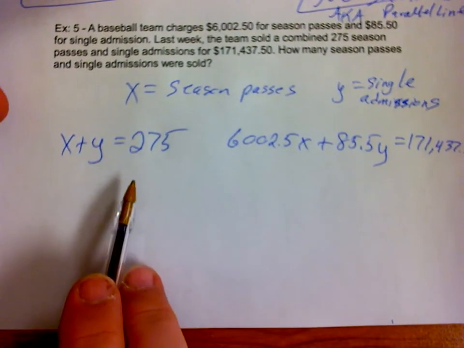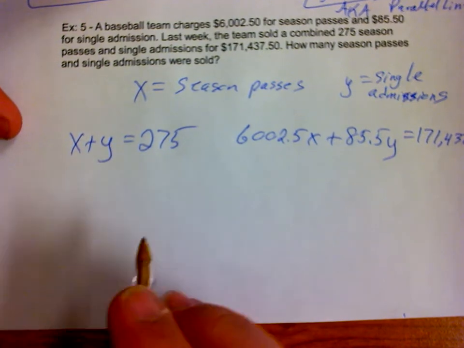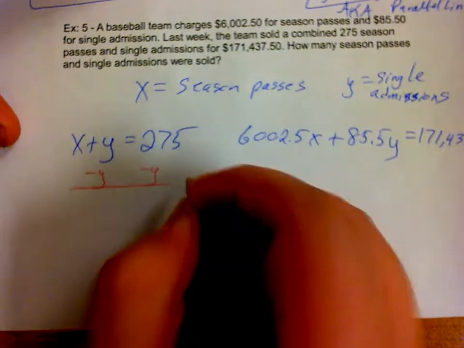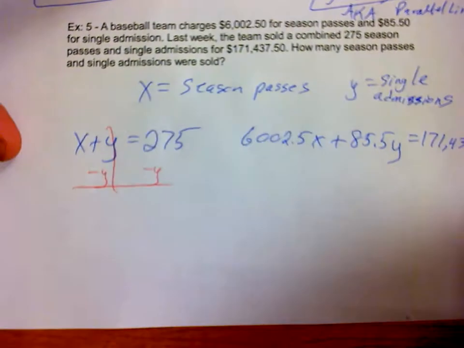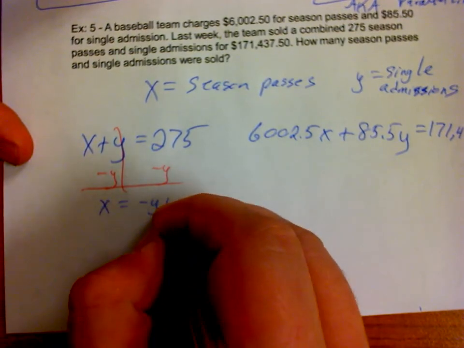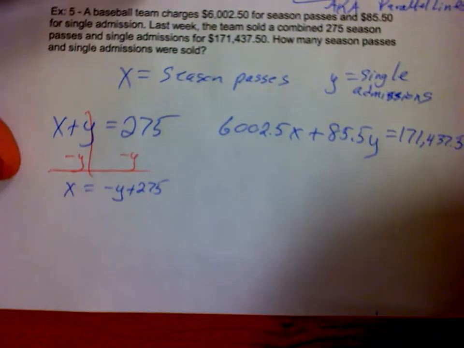We got to get one of these equations to have a variable by itself. It's probably going to be easiest to solve for x or y here. Let's go ahead and solve for x. So we're going to get rid of y by subtracting y from both sides. Y's cancel on the left, leaving us with x is equal to negative y plus 275. All right, so that's the value of x.